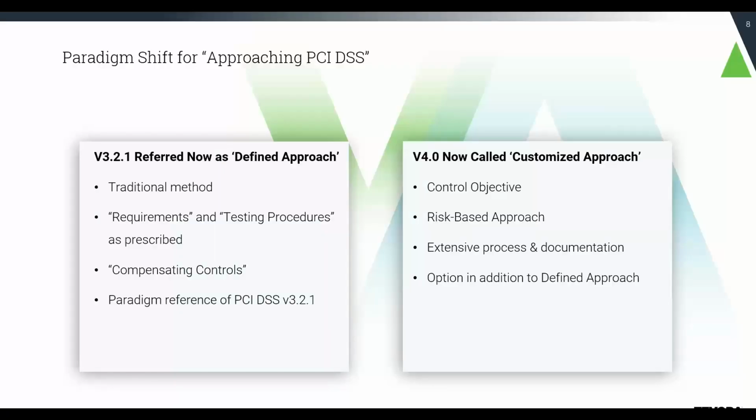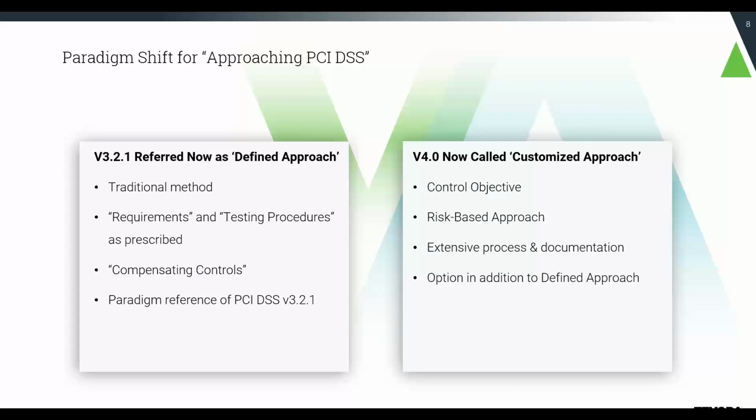So in 4.0, there's the introduction of this concept of defined approach versus customized approach. For those of you who have worked with 3.2.1, this is essentially the paradigm of the defined approach. They're just using that label to draw that boundary around what we originally thought of as PCI DSS, where there are requirements, there are testing procedures, the standard expected us to follow those requirements as explicitly described. And if there was some sort of technical or business constraint, there was an option to use compensating controls. So that would be the defined approach.